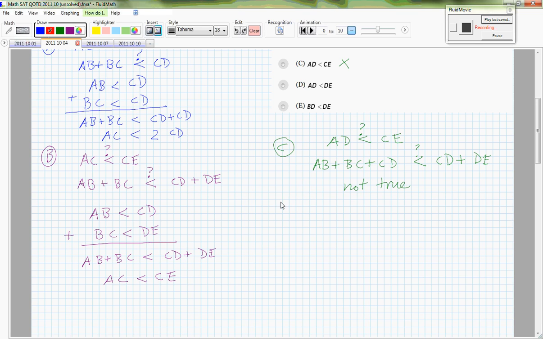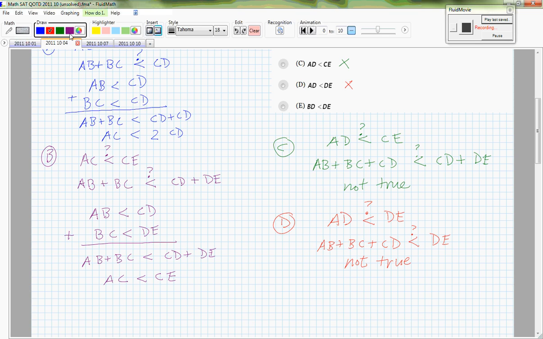Let's try choice D. Is AD less than DE? Well, like we said up here, AD is AB plus BC plus CD. Is that less than DE? Well, we know that each of these is less than DE. That was given in the problem. AB is less than DE, BC is less than DE, CD is less than DE. We really have no confidence whatsoever to say that the sum of those is less than the biggest one, the one on the end. So that one's not true either.